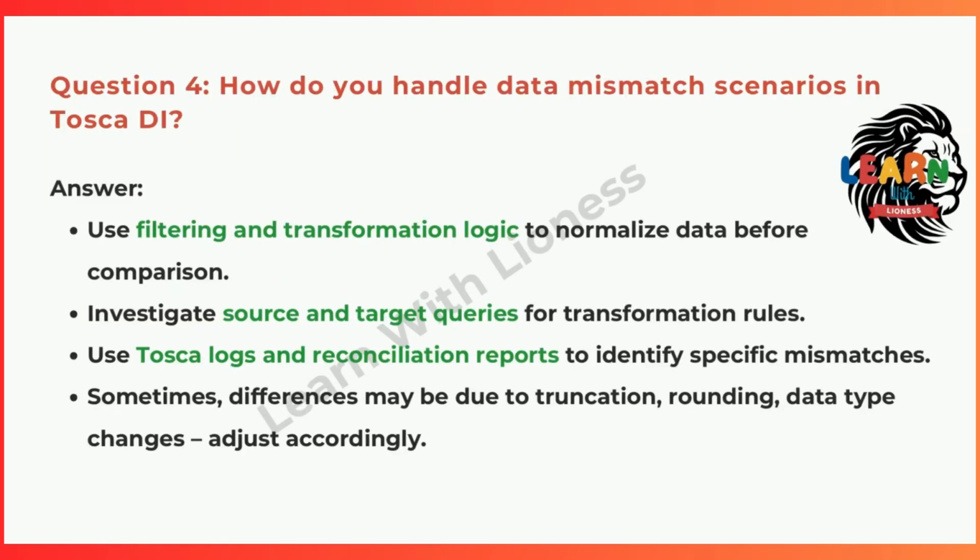Question 4. How do you handle data mismatch scenarios in Tosca DI? Answer. A. Use filtering and transformation logic to normalize data before comparison. B. Investigate source and target queries for transformation rules. C. Use Tosca logs and reconciliation reports to identify specific mismatches. D. Sometimes, differences may be due to truncation, rounding, or data type changes; adjust accordingly.